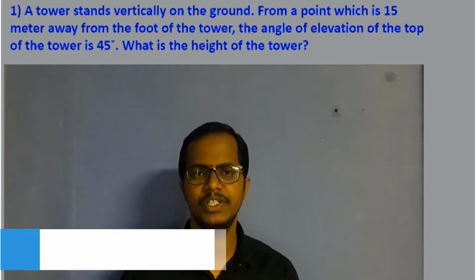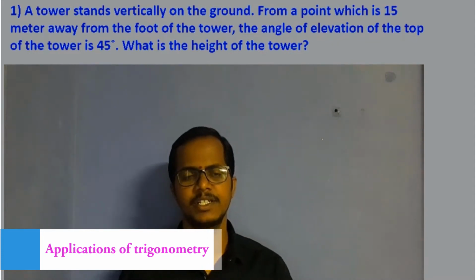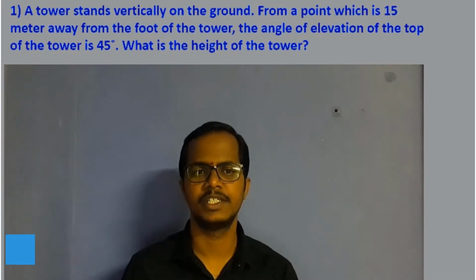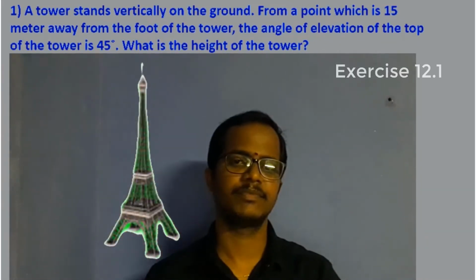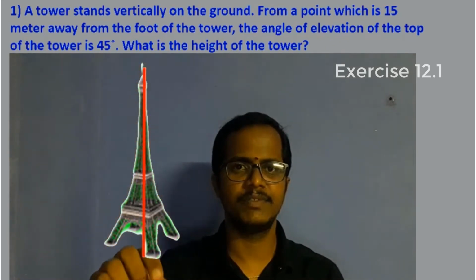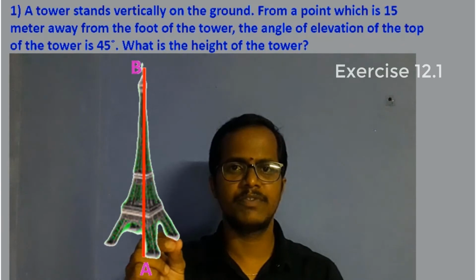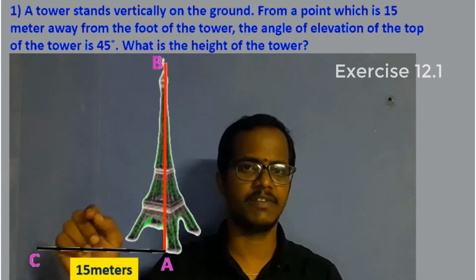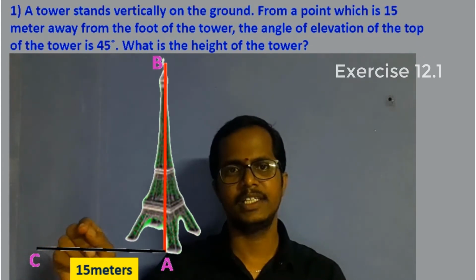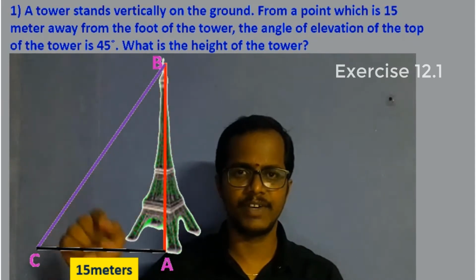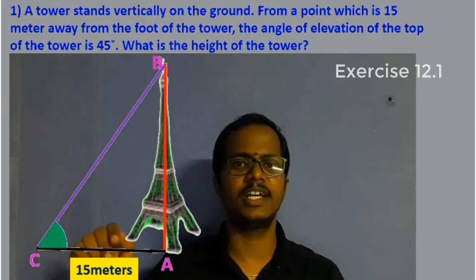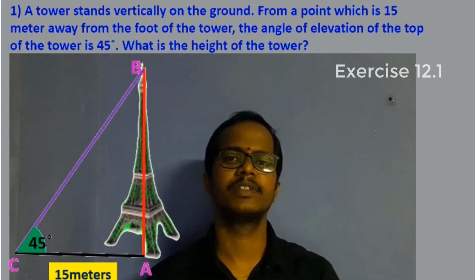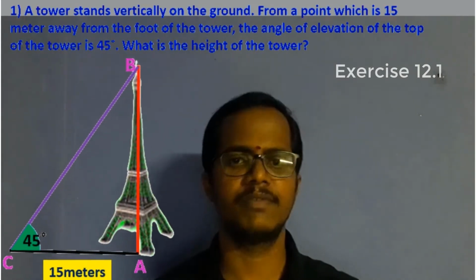So for this, first we need to draw the rough diagram for the given situation. Let us imagine a tower and represent its height with a straight line AB, and from the foot of the tower at a distance of 15 meters, consider a point C, which is the point of observation. From this point C, the angle of elevation of the top of the tower is 45 degrees. So label 45 degrees here, and the distance between the foot of the tower and the point of observation is 15 meters. Now we need to find the height of the tower.